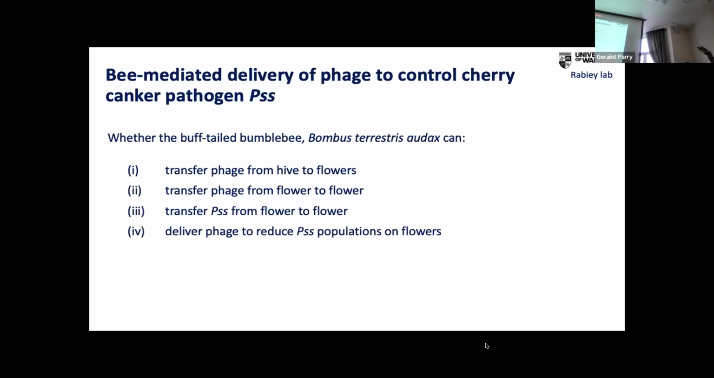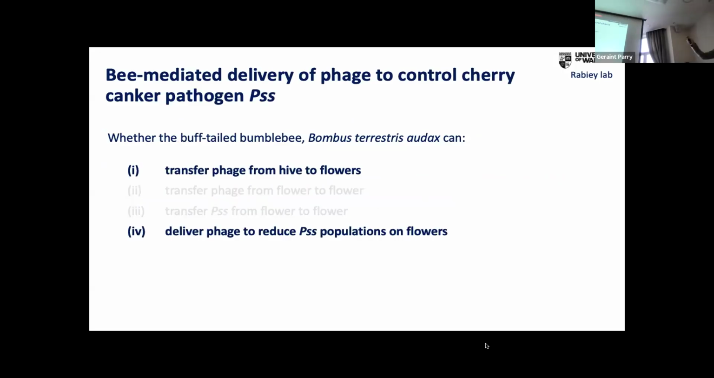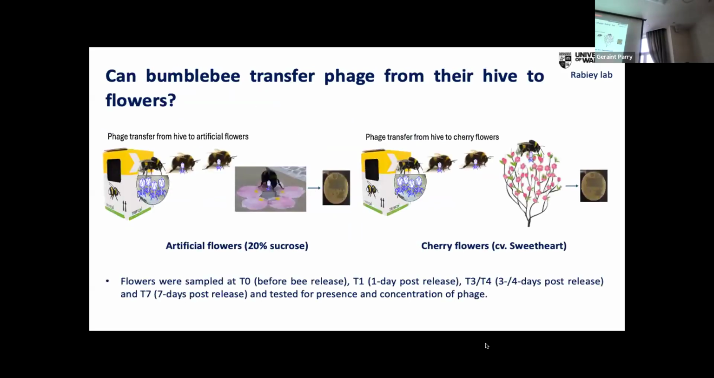So we wanted to see if we could use bumblebees to deliver phage from hive to flowers, and from flowers to flowers, but also, by doing so, reduce the bacterial population. So I'm focusing on this: if bees could transfer phage from hive to flowers and reduce the bacterial population. We use two different systems. We use artificial flowers to mimic the cherry flowers, and we also use real cherry flowers with trees.